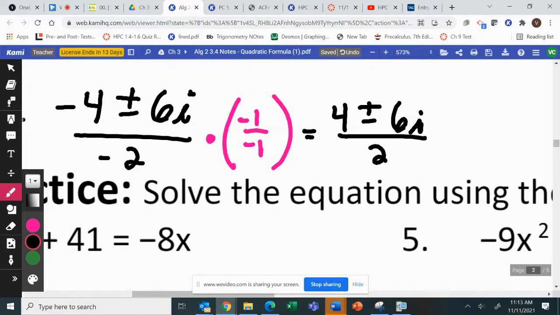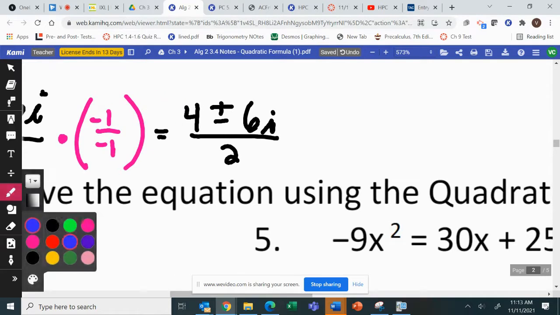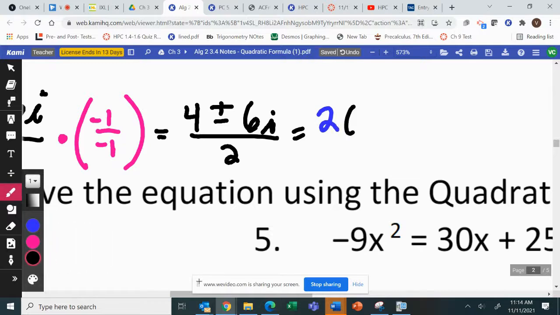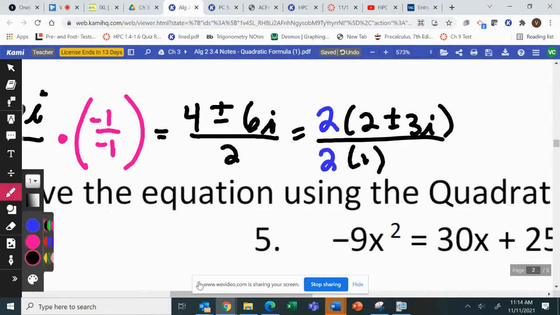I'd like that. Okay, so now we have a positive down there. The last question, is there a number we can factor out? Yeah, so you're going to factor that 2 out. So I'll do it in different colors so you can see it happening here. I factor out the 2, and I have left over 2 plus or minus 3i. On the bottom, I factor out the 2, and I have left over 1. If they are factored, then they can cancel.